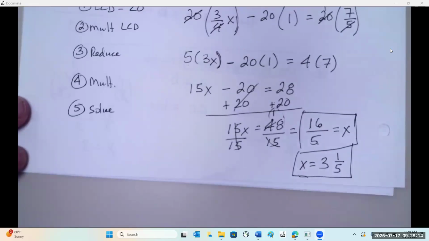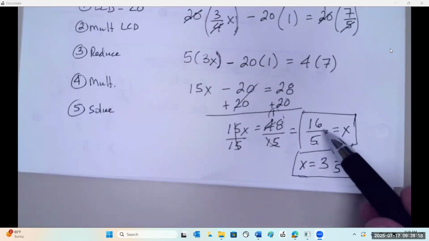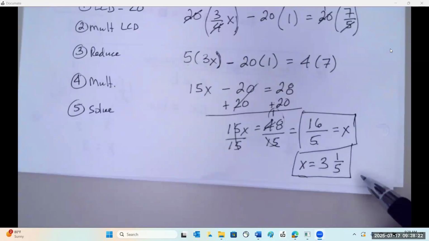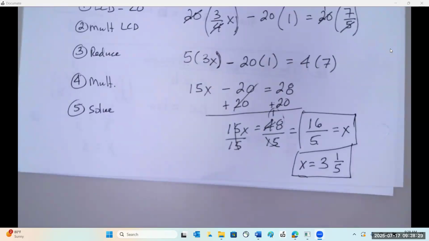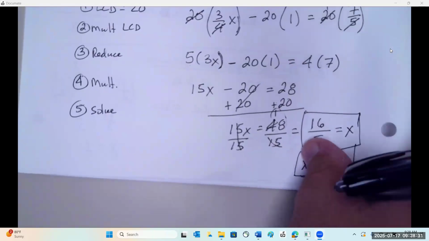Yes. Actually, when dealing with computers and entering stuff, this is easier for them to program, so this is what they prefer. But in the world of mathematics, you never leave it as an improper fraction. Always put it in mixed numbers. Okay.